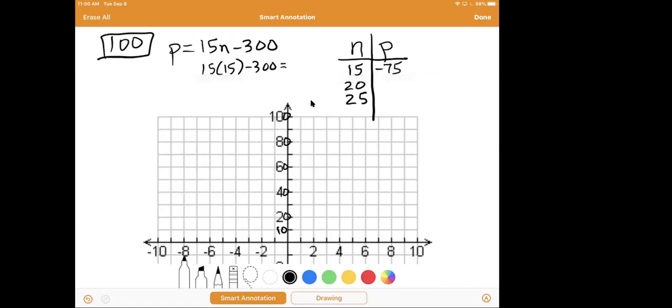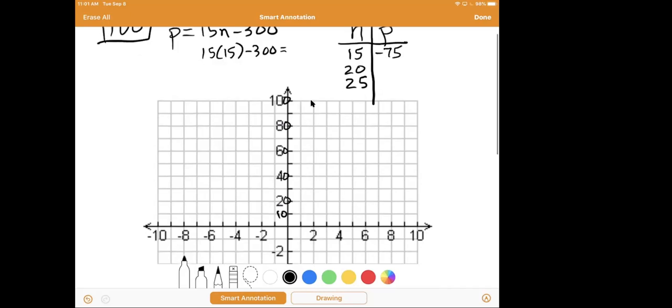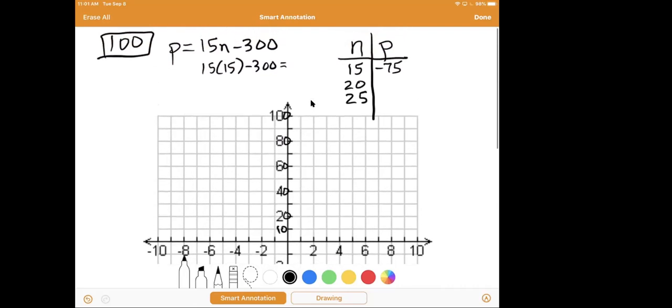Now, what that means, folks, is that if he sells 15 dozen chocolate boxes, he's going to lose $75. So in other words, he has to sell more than 15 in order to start making a profit. And this is normal in business. Anybody who goes into business is going to lose money initially until they start generating a profit that exceeds their sales. So 15, negative 75.